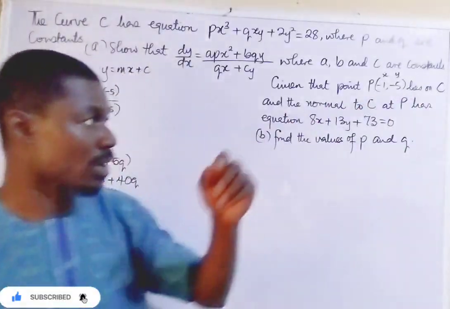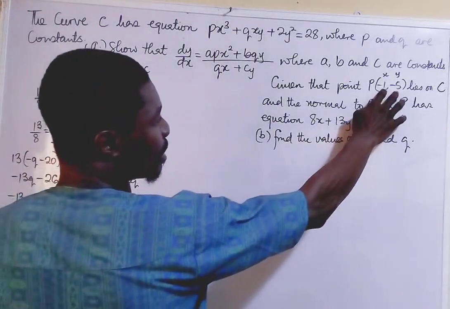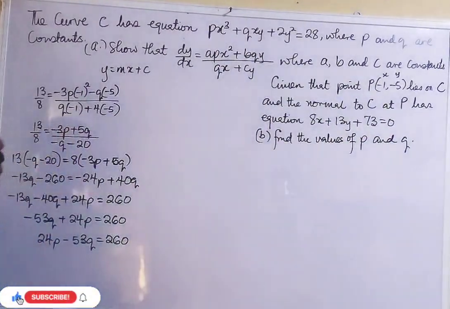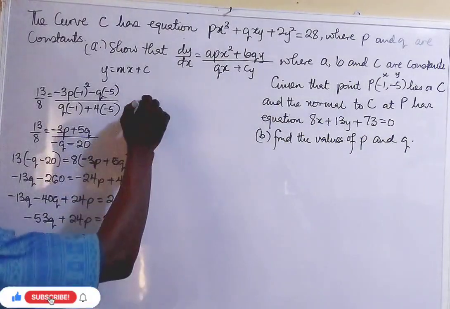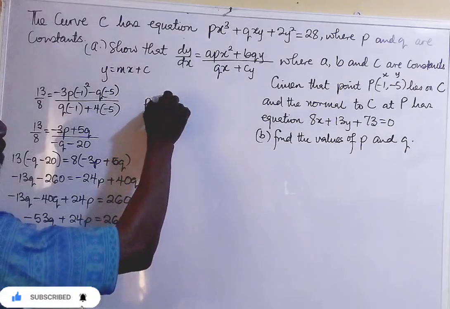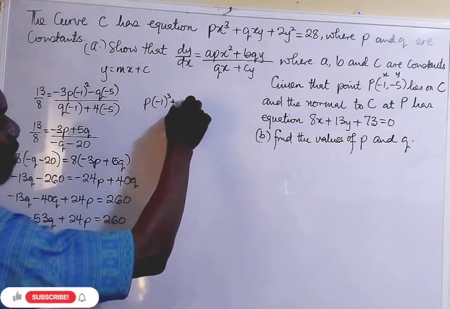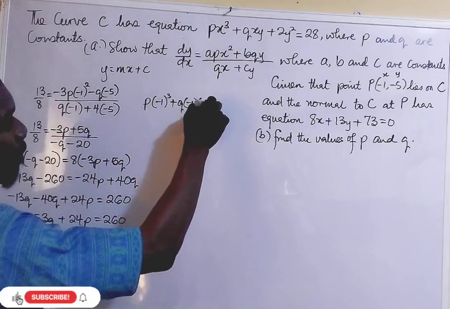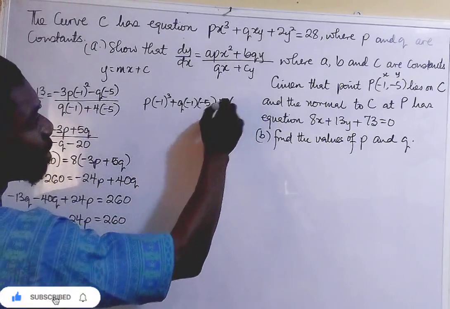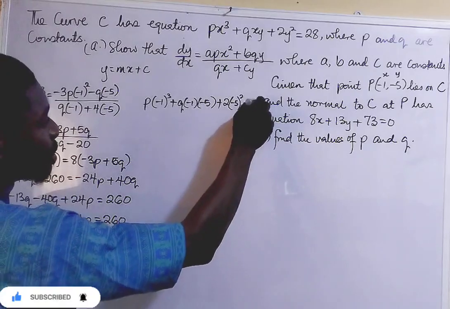All right, so now that we've gotten this equation, now let us recall that this particular point lies on C. And what does that imply? It implies that you can plug in this value of x and y into the equation. So here we have p into negative 1 raised to the power of 3 plus q into negative 1 negative 5 now plus 2 negative 5 raised to the power of 2 all equals to 28.